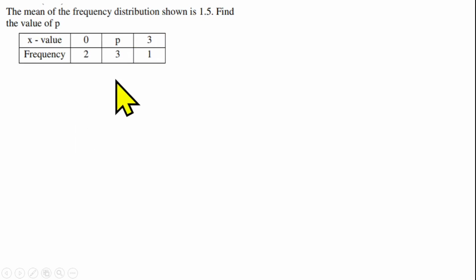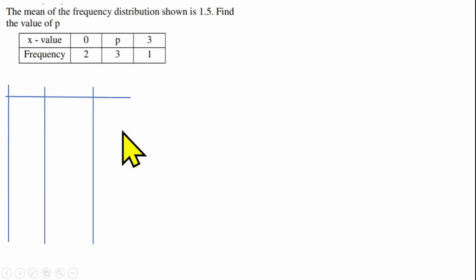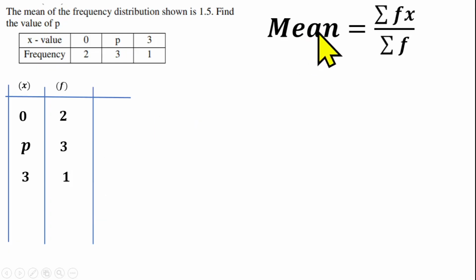So it is also possible that one of the values of the table is missing, and you use the mean given to find the value. So quickly you arrange the table also. Your x is 0, p and 3, frequency is 2, 3, 1. Then from the formula, summation of fx over summation f is the formula for finding the mean of group data. Then our summation of f will be 6.